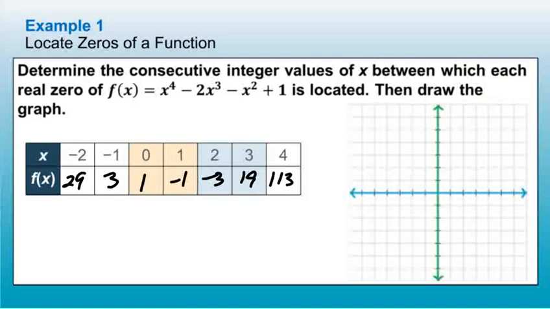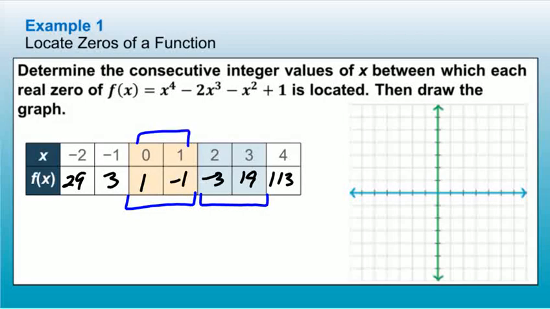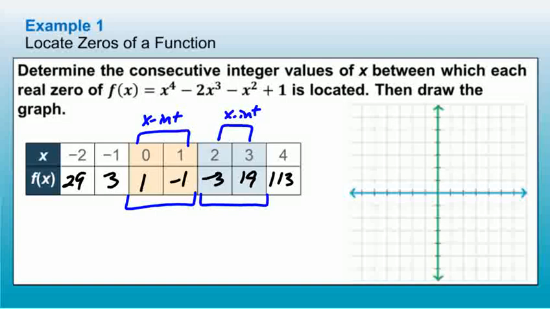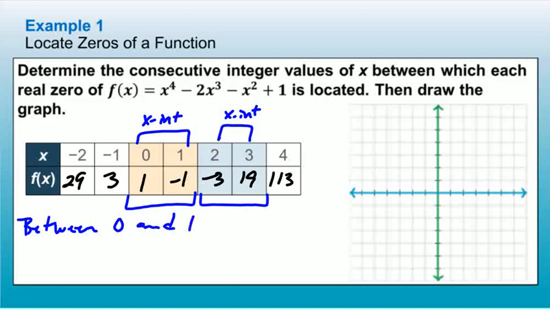So I want to focus in on my y's. I have a change of signs here, and I have a change of signs here. That means between 0 and 1, there's an x-intercept, or a 0. So it crosses the axis between 0 and 1. And it also crosses between 2 and 3 because I see another sign change there. So between the consecutive integers, I'm going to say between 0 and 1, and between 2 and 3.